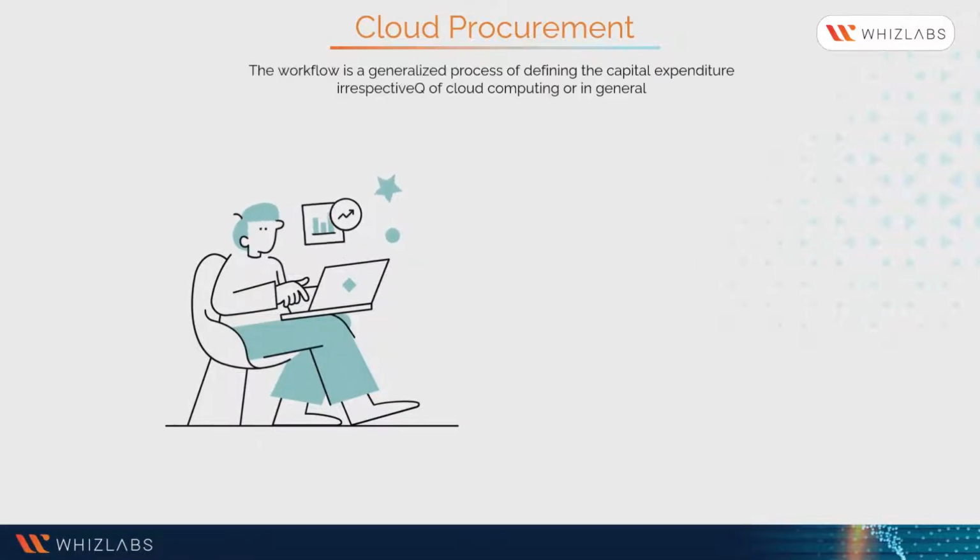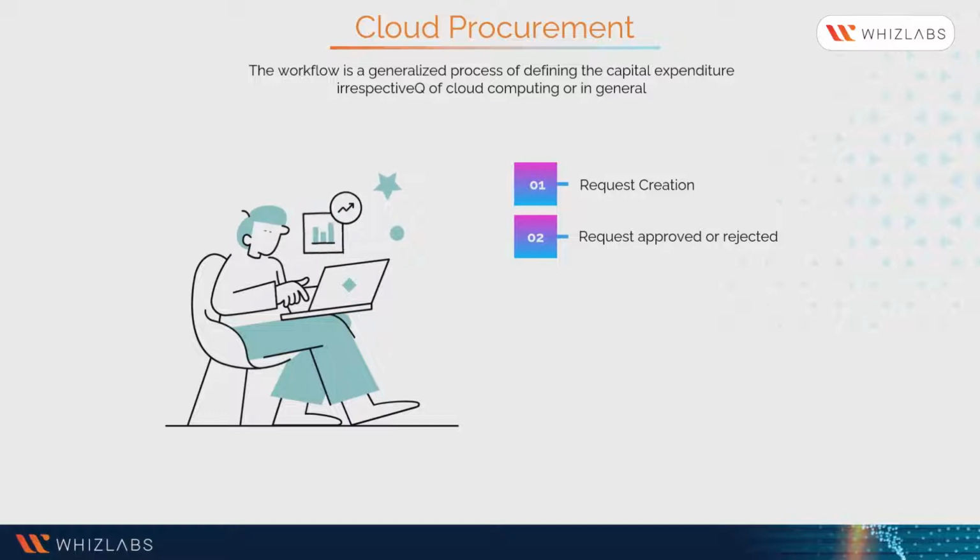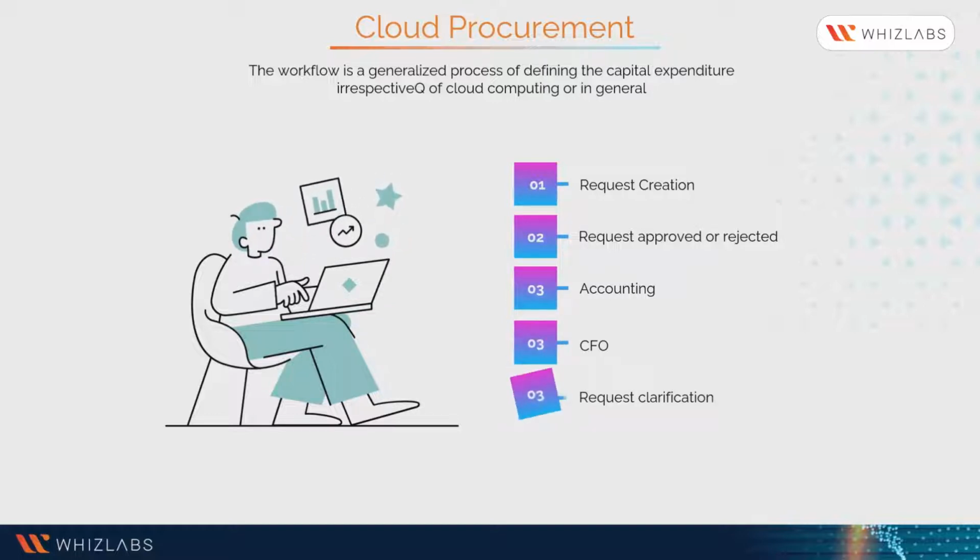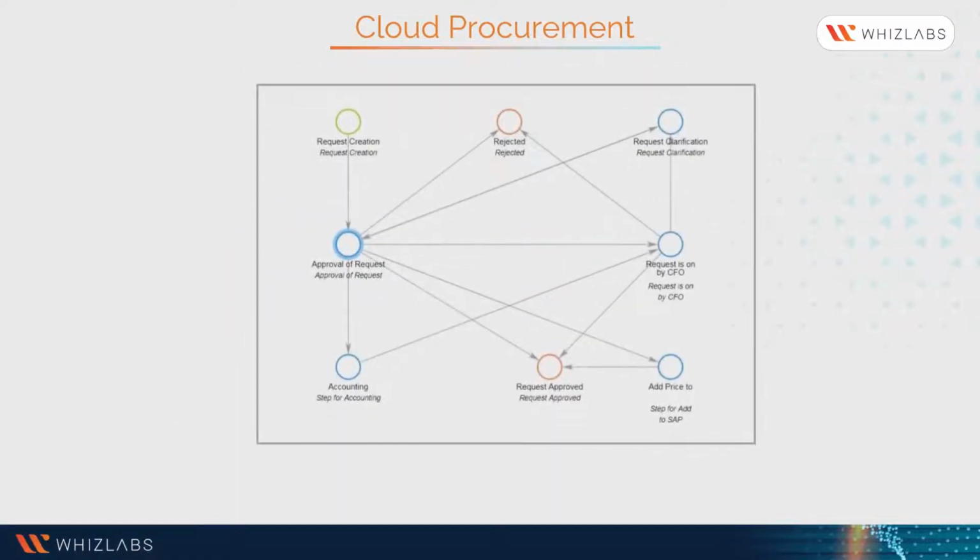The workflow is a generalized process of defining the capital expenditure irrespective of cloud computing or in general. First, request creation takes place. Then, either the request is approved or rejected. Once the request is approved, the accounting takes place. Post-accounting, the request is approved by the CFO, post which the request clarification is performed. The diagram also shows how adding price takes place post-request approval initiation, and again, the request is then approved.